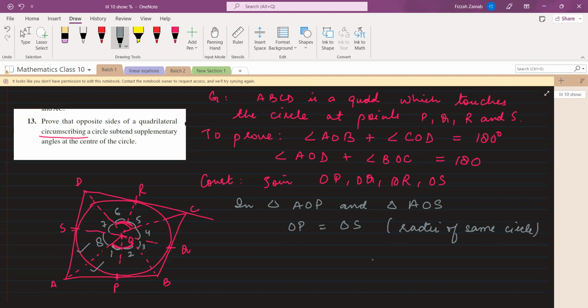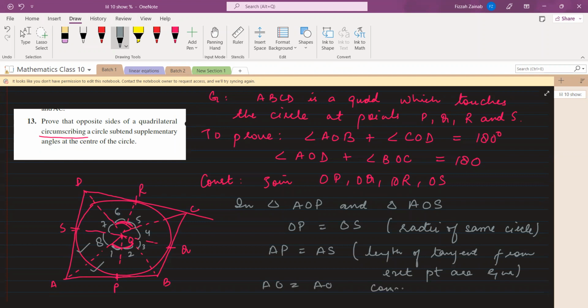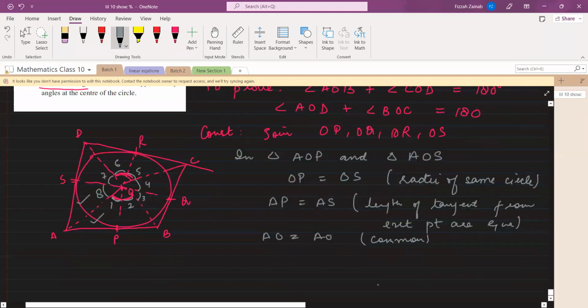Arshia, now you tell me. Okay, why? Tangent. Yeah, so length of the tangent, right? Please mention the theorems also. Length of tangent from external point R equal. And AO equal to AO, which is common. So that becomes SSS criteria. Okay. So by SSS criteria, triangle AOP is congruent to triangle AOS.